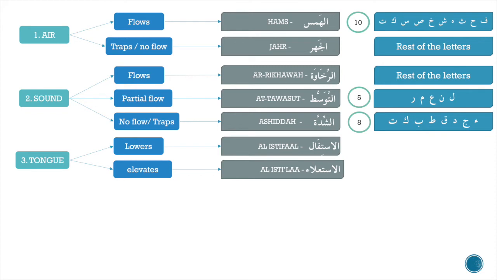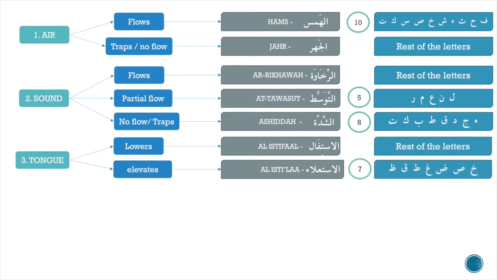We have looked at the tongue. When the tongue is lowered, it is known as al-istifaal, and when the tongue is elevated, it is known as al-isti'la. There are 7 letters of al-isti'la, khus, daghti, qid, and the rest of the letters fall into the category of al-istifaal.